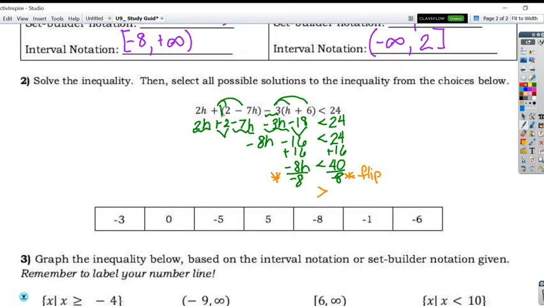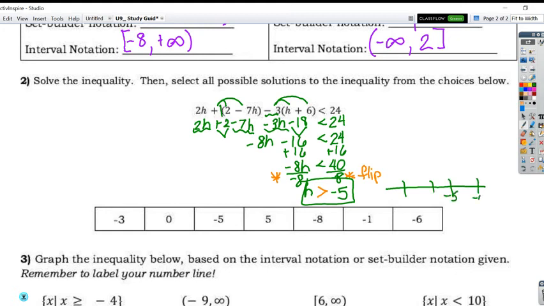It's no longer a less than. Now I have a greater than. So h is now greater than negative 5 when you do that arithmetic. So this is my solution. But what does it actually mean? I'm thinking about this on the number line.